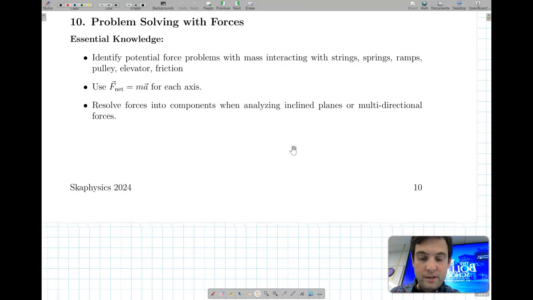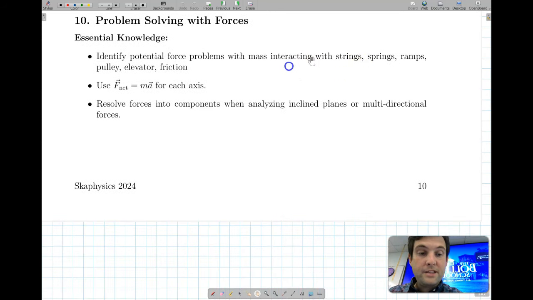Problem solving with forces. Once you realize it's a force problem, if we have mass interacting with strings, springs, ramps, pulleys, elevators, friction, any of that, that indicates a force problem for me. We're going to draw a free body diagram with components, and then stuff that makes it go minus stuff holding it back equals ma for the x-axis and the y-axis, or the parallel axis and the perpendicular axis.